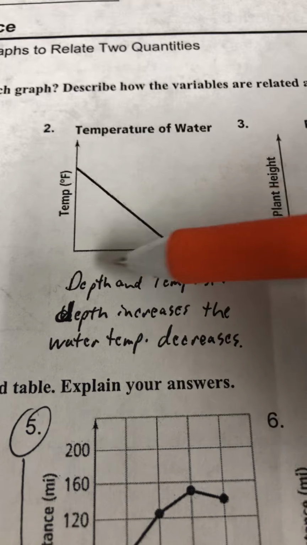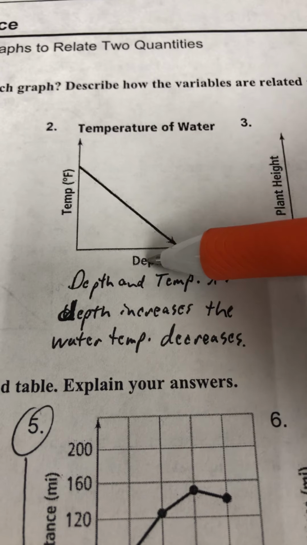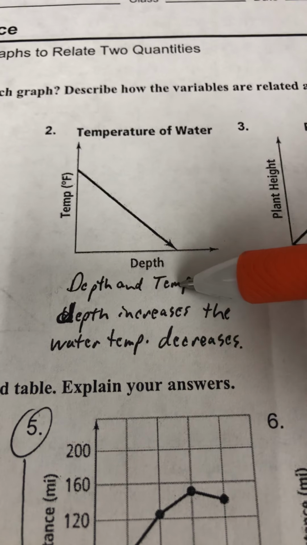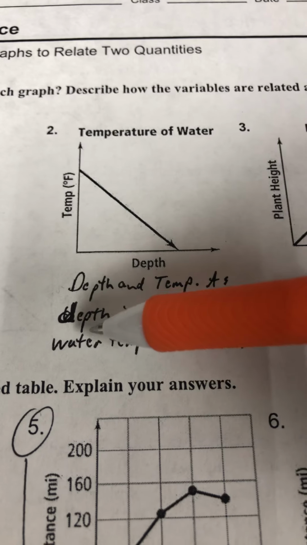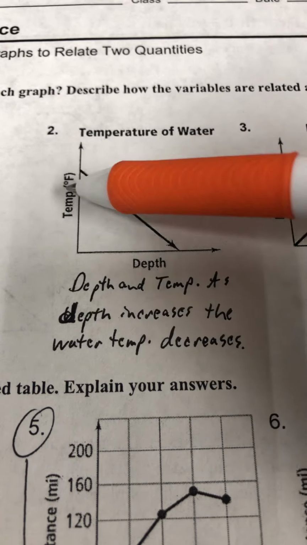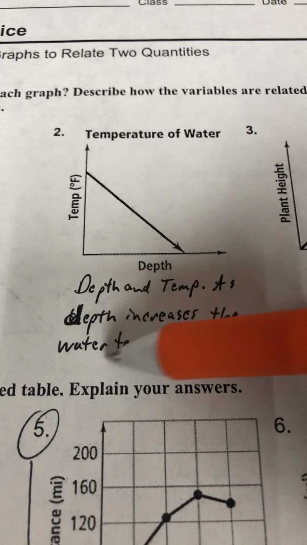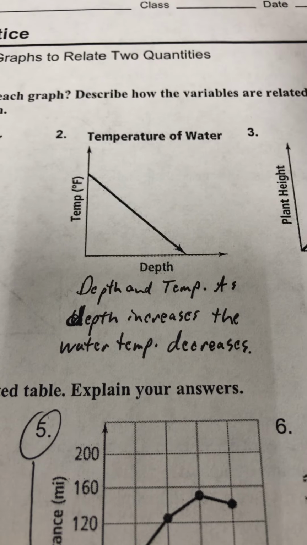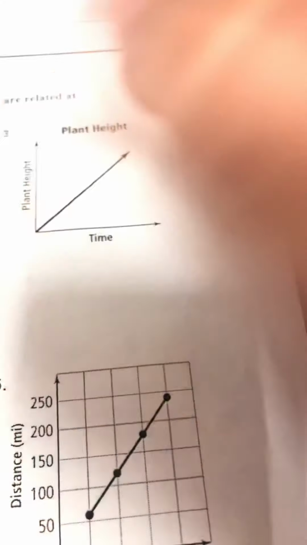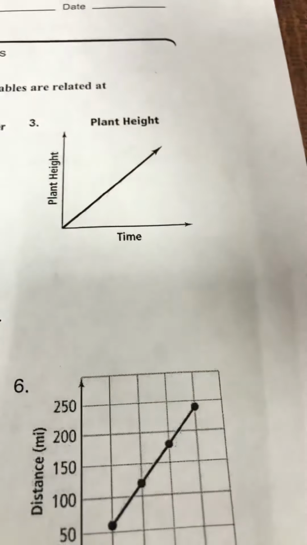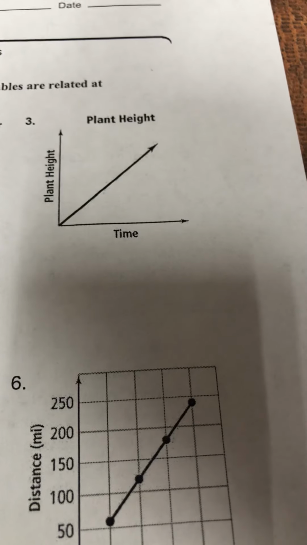Here's temperature of water. So we have the temp and the depth. So the depth and the temperature are the variables. As the depth increases, the temperature falls, the water temp decreases. Number 3 is a lot like number 1, so you could explain it in your own words and just look to number 1 for a similarity.